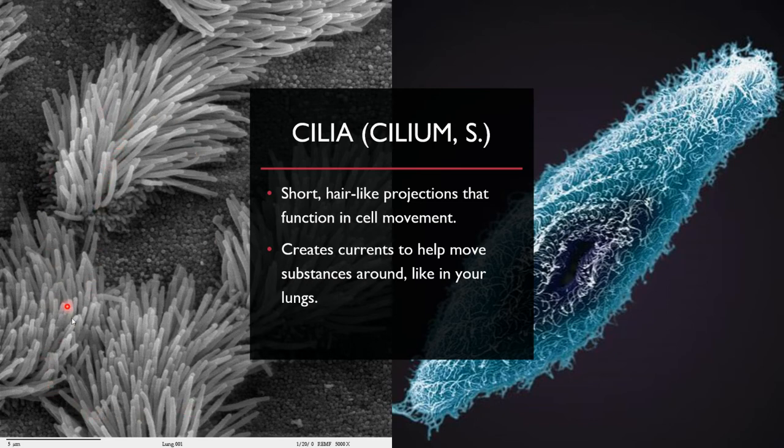So when trash and stuff gets inhaled, these things beat and flicker and push current, pushing all of the trash up and outside, where eventually you can expel it through your mouth. On the right side, these little hairs that you see on this paramecium are also known as cilia. They help in short locomotion and can move other things towards it or away from it.